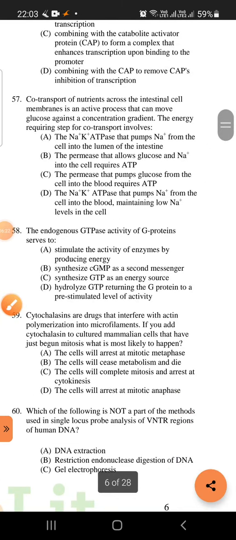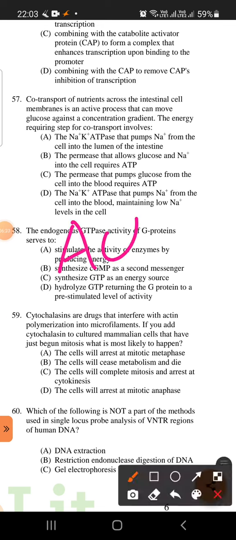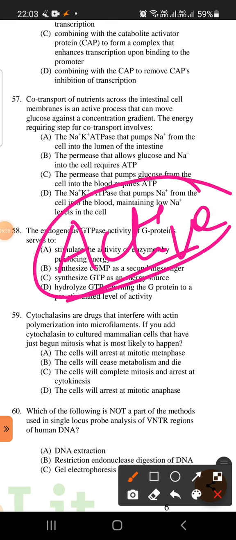Now comes the 57th question: co-transport of nutrients across the intestinal cell membrane is an active process that can move glucose against a concentration gradient. So it's an active process, right, in the intestine. Whenever this sodium transport takes place, or the co-transport of nutrients, whatever we eat gets transported with the help of energy. That is why it is called an active process.